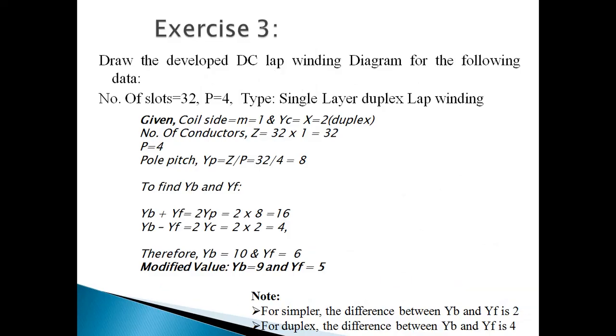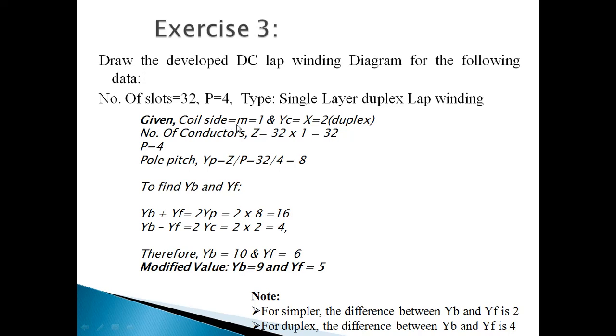So in this example, our objective is to develop a DC lap winding diagram. The given details are: the number of slots is 32, the number of poles is 4, and the type of winding is single layer duplex lap winding. Everything will be similar, but instead of simplex, here I will be having a duplex lap winding diagram. So let us go through the given details.